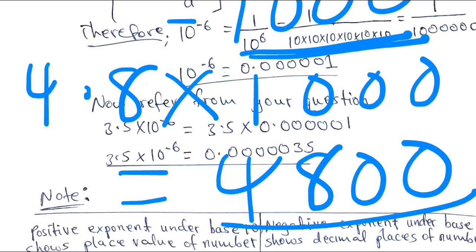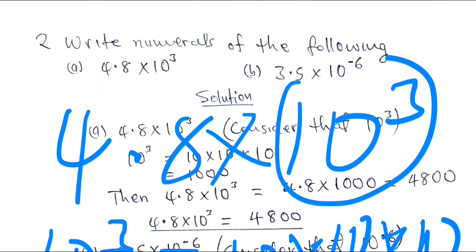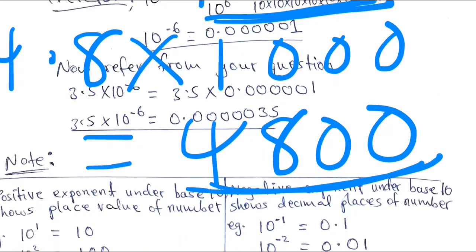I'm done for it. So this one is a numeral of that standard form. Instead of writing this one, you can write only this one. This is a numeral of that question. I'm done for it. Let me shift to the second question.